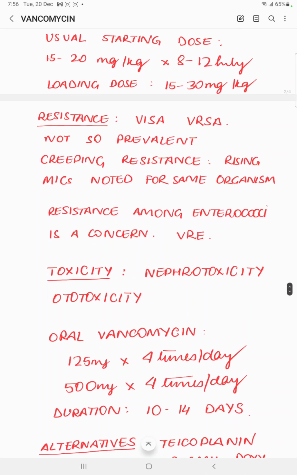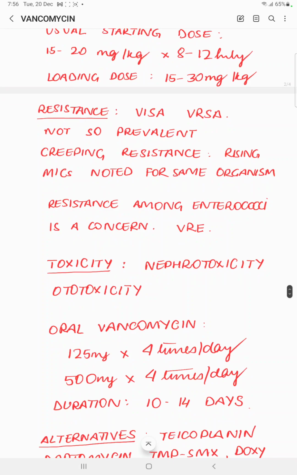What about the resistance to vancomycin? So we have vancomycin-intermediate Staphylococcus aureus and vancomycin-resistant Staphylococcus aureus, but luckily the resistance in Staphylococcus is not so prevalent. What we are seeing is something called creeping resistance. So the MICs are rising gradually, and there could be a time where the breakpoints are such that the Staphylococci would be considered resistant. And this is one concern. Resistance among enterococci is already a concern, and it is significant.